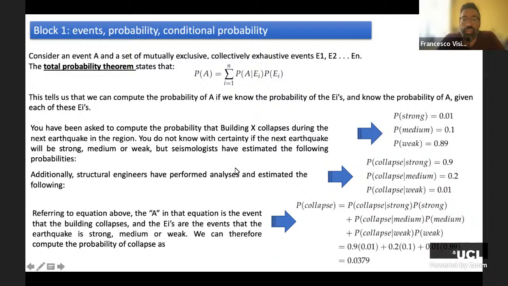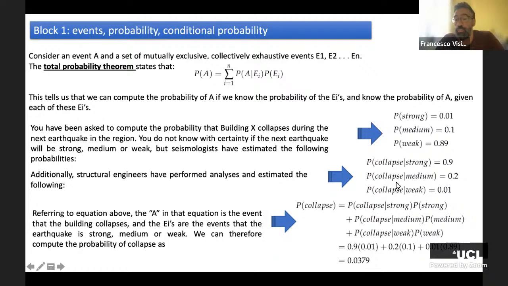Additionally, for example, structural engineers have performed their analysis and estimated that the probability that the building collapses given the earthquake is strong, so the probability of collapse conditioned on the fact that the earthquake is strong, is 0.9, and so on. Collapse given medium is 0.2, or collapse given the next earthquake is weak is 0.81.